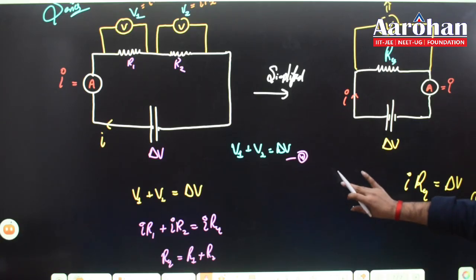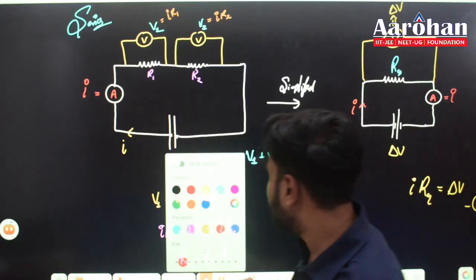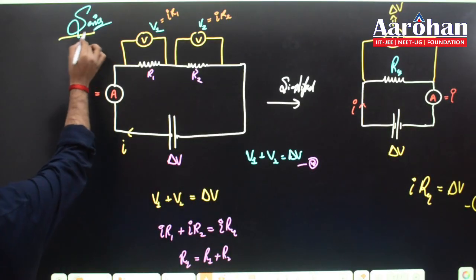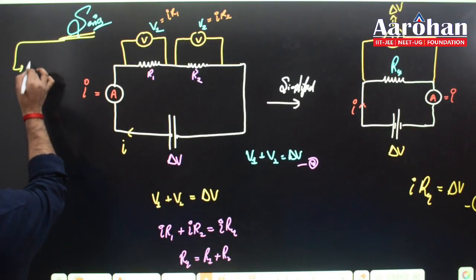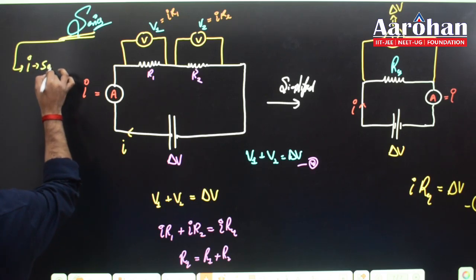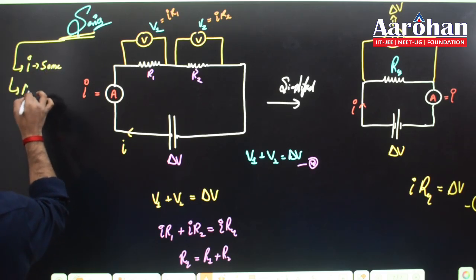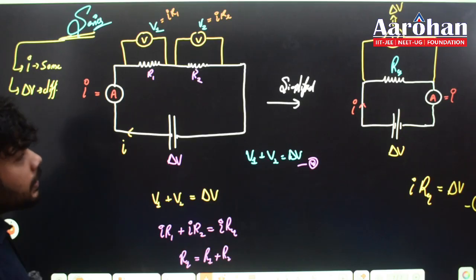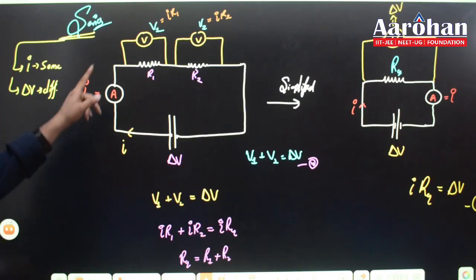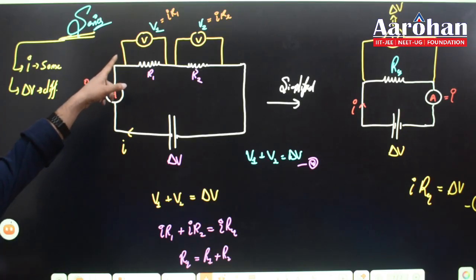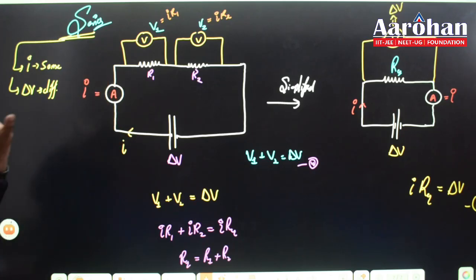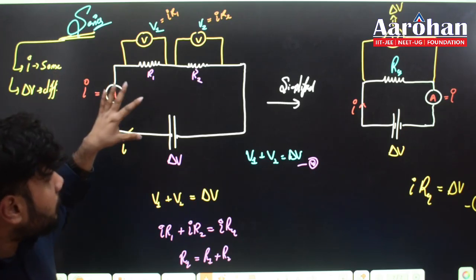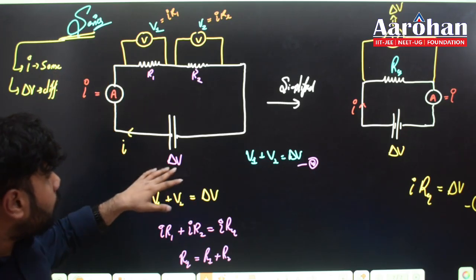Right? So in series, what you see here is the current I is the same, but delta V is different. Okay, delta V can also be the same, meaning the potential difference between these two can also be the same if their value is the same. Okay, what is the meaning of this?